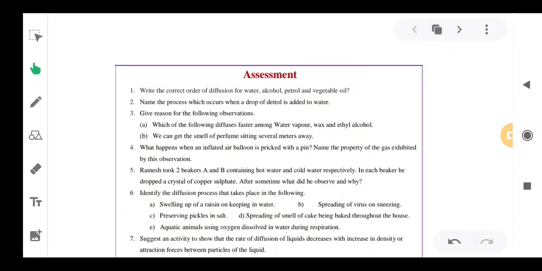Next, third one. Give reason for following observations.